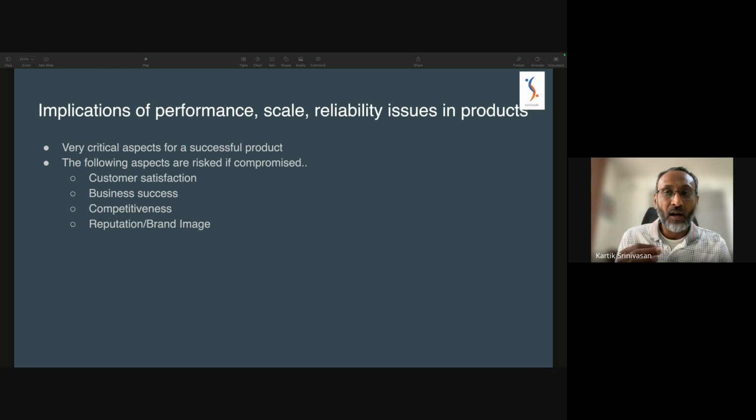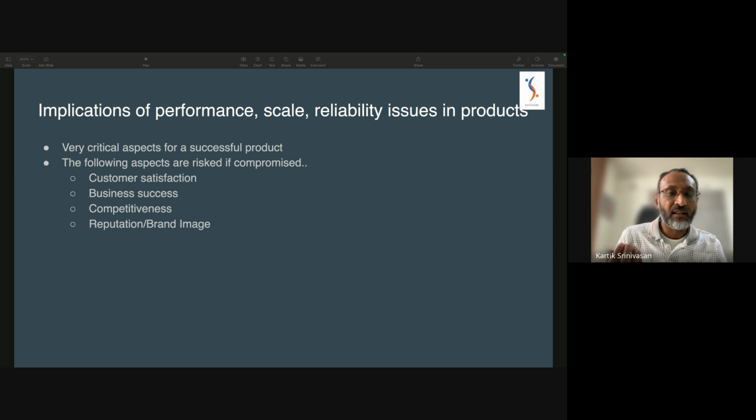Competitiveness, right? Maybe this is a product that is doing, let's say, an OTT channel, right? And if it doesn't have performance, scalability, reliability requirements in place, and they keep failing, would you, as a consumer of that OTT platform, not want to move to something else? Obviously, you would want to move to something else.